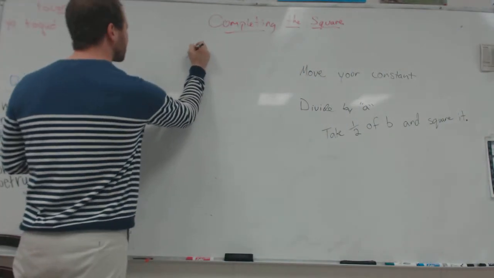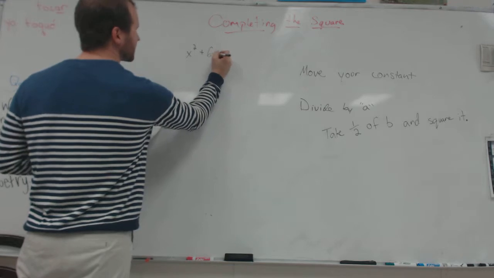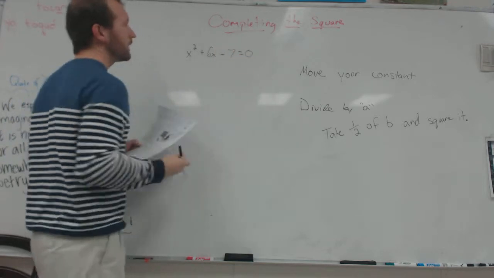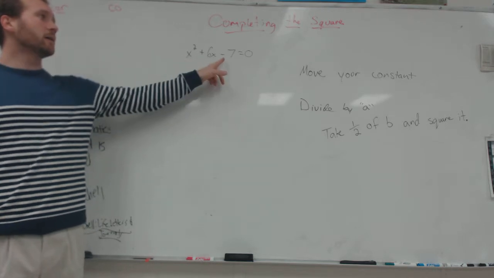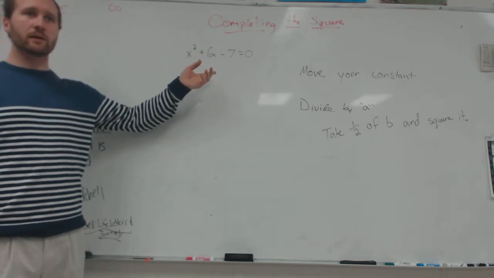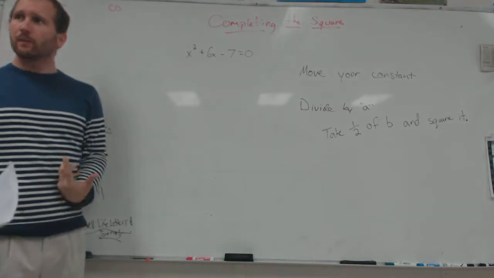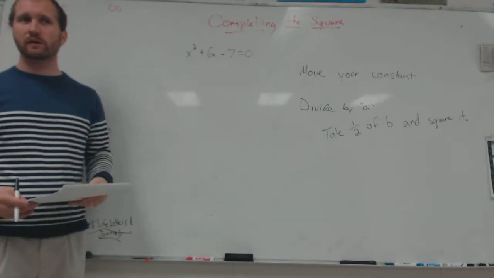So what if we had something like this? X squared plus 6x minus 7 equals 0. Now, you guys can probably see the factors of that, right? We've got plus 7 and minus 1 would give us 6. But let's try solving this by completing the square.